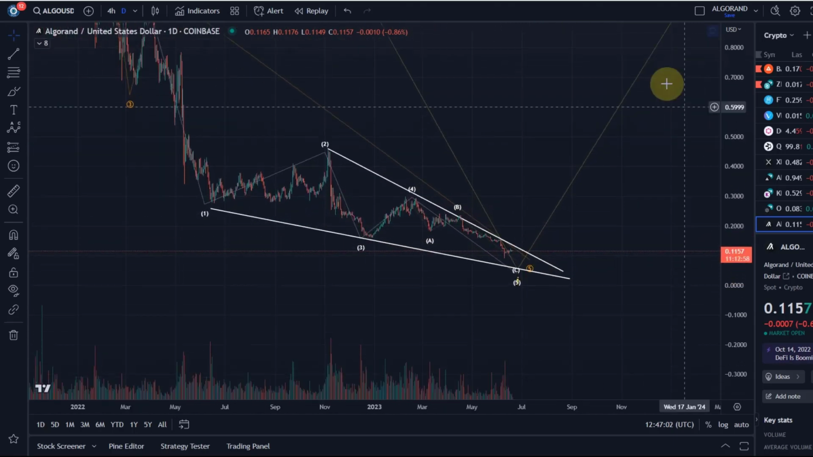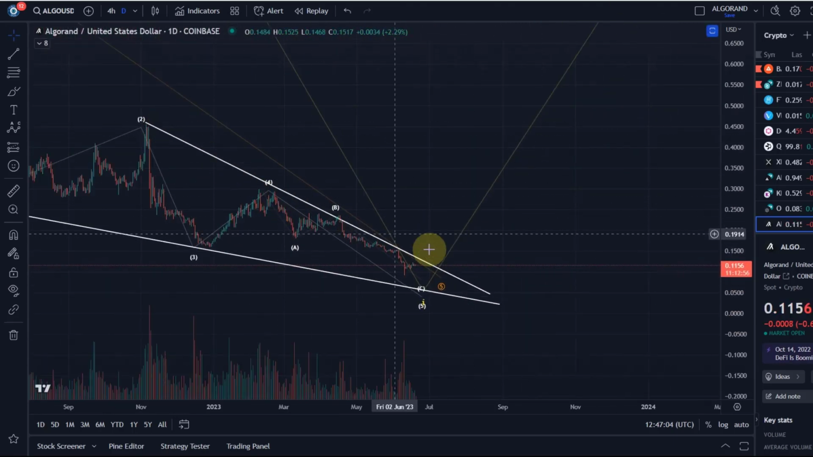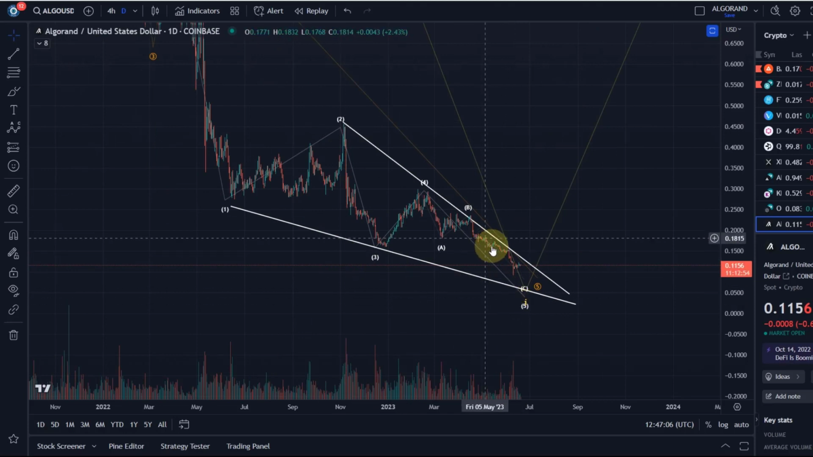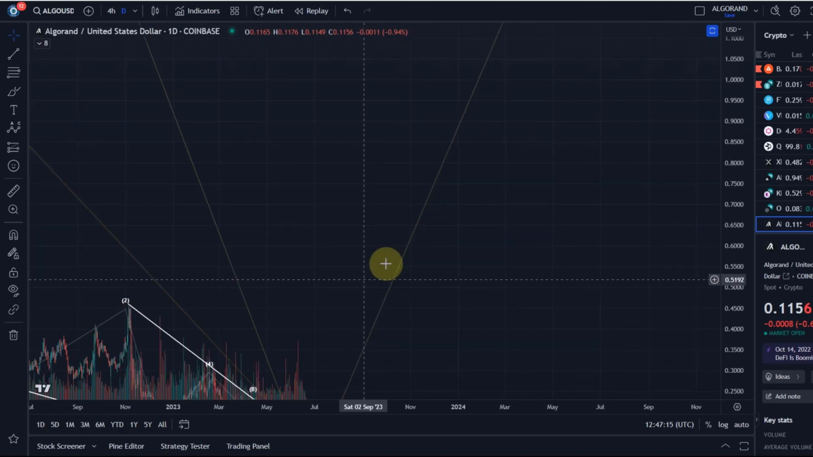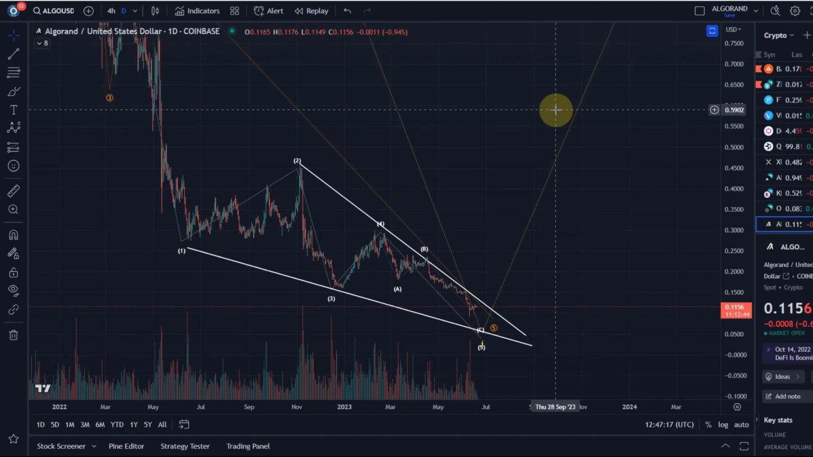I mean, to understand when we go up, I would pay attention to that trend line, to that wedge pattern, which ideally should break to the upside. And if it does, then the first target would be the 46 cent level here, the high of the wave 2, and then possibly higher. That's my update about Algo.